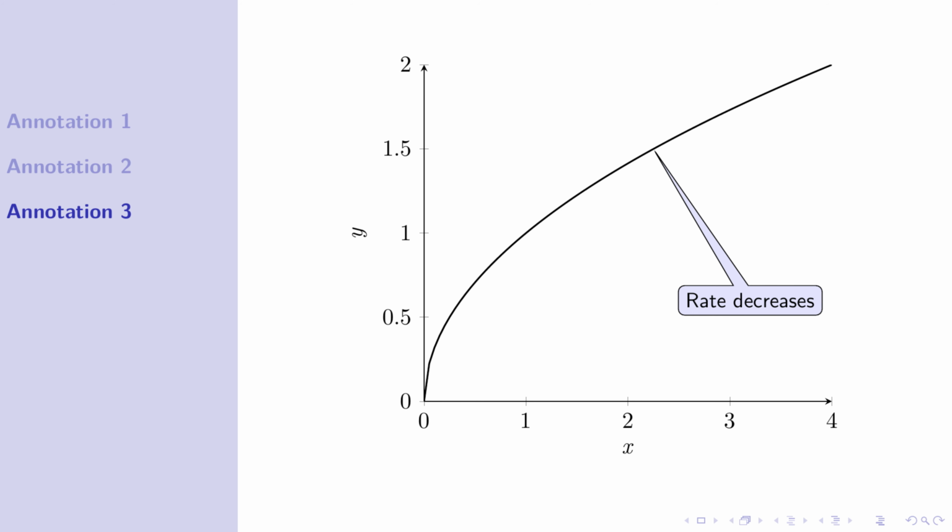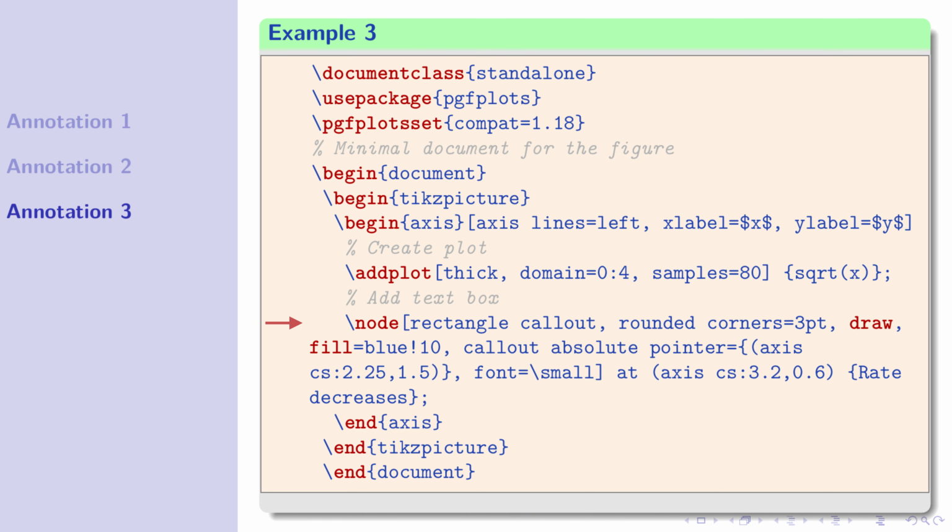Let's look at an example. Here, we take the same curve, but now we highlight it with a clean callout box. We define the node using a rectangle callout, add rounded corners and a background color, and set the pointer to the exact location we want to emphasize.